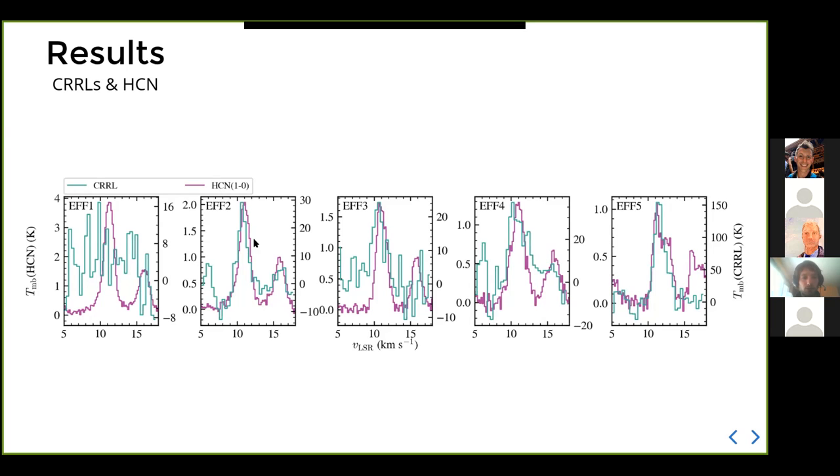The widths are also similar, and of course, the signal to noise of the recombination line spectra is not great, but they do look similar enough that there's no evidence of them probing markedly different gas structures. So from this comparison of the profiles, we can say confidently that the carbon radio recombination lines are also probing, at least, the envelope of the Orion molecular clouds. And then we can try to use this information to model things a bit more.